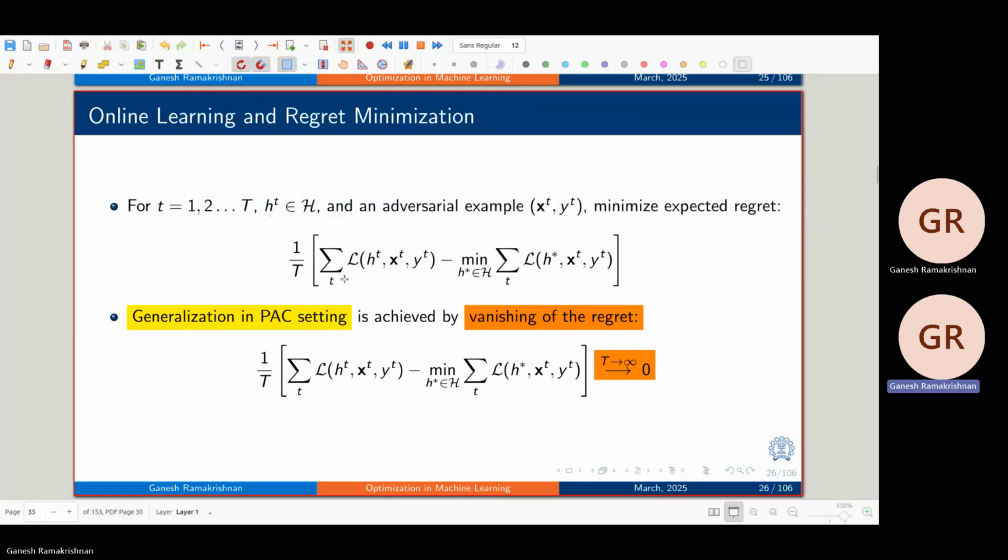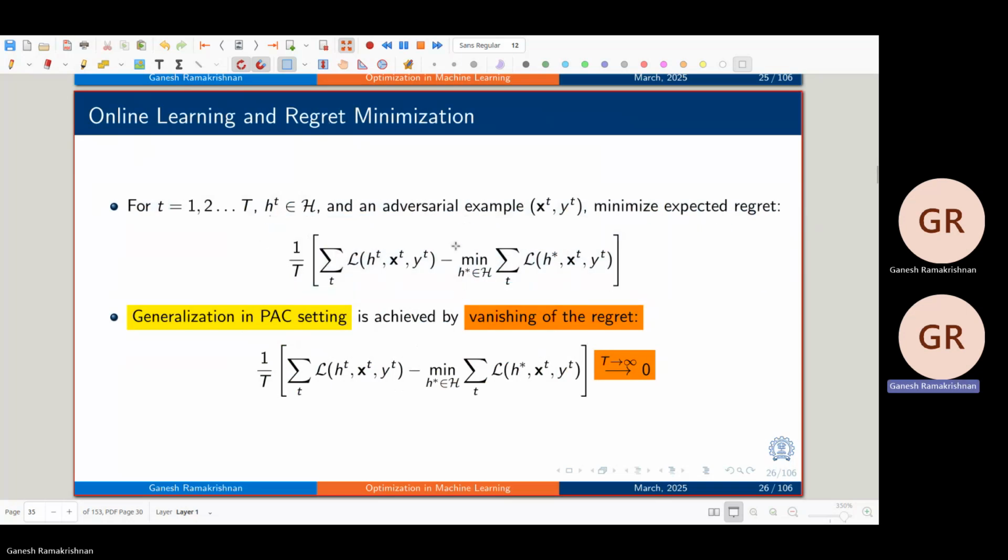Now, in such a PAC setting, the generalization means that you're able to quantify how much the regret can be, only when there is a PAC setting. That's why the PAC setting is important to qualify. But beyond the fact that the number of examples is polynomial, let's keep that PAC setting aside. We'll just focus on generalization, which is measured in terms of how this regret vanishes.